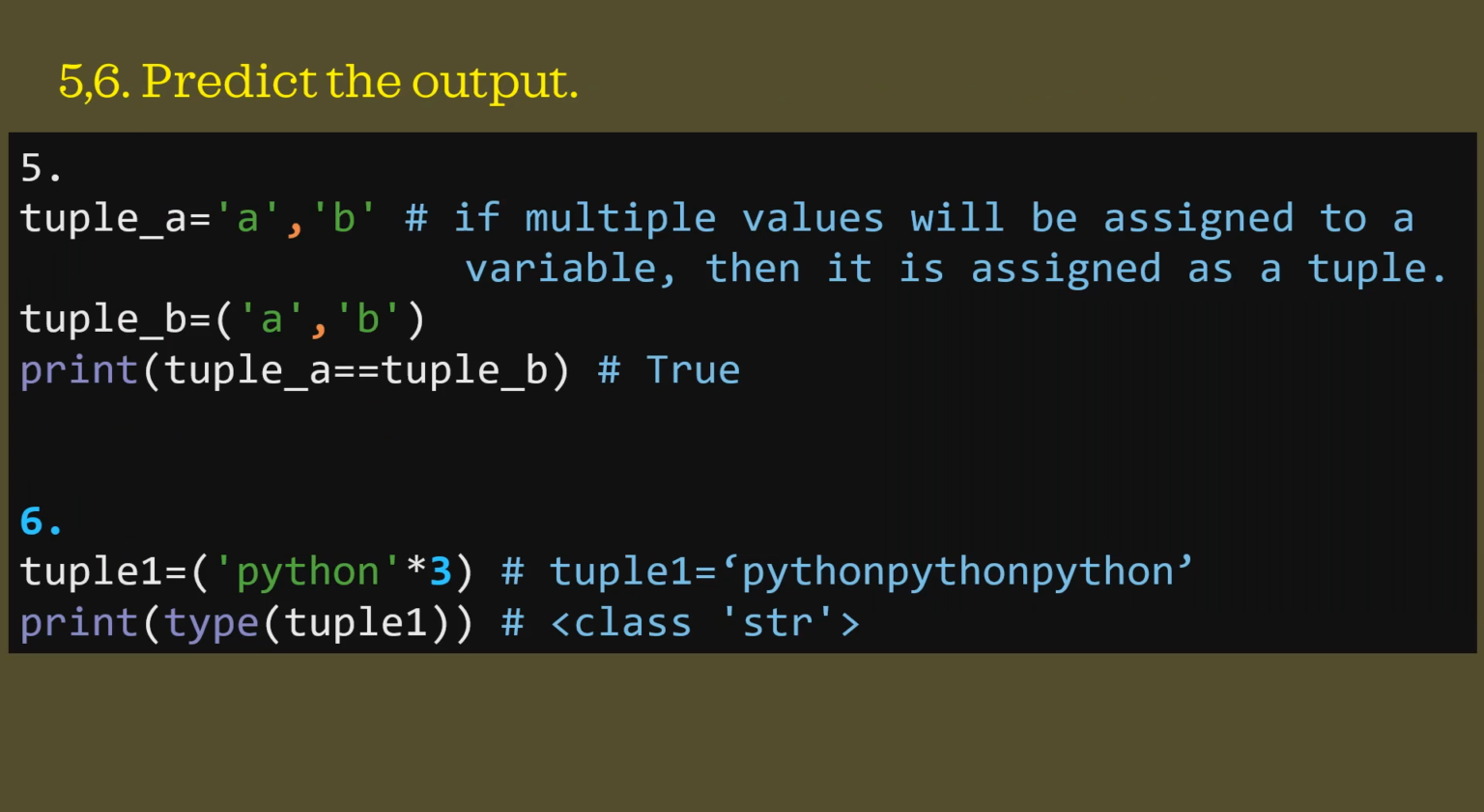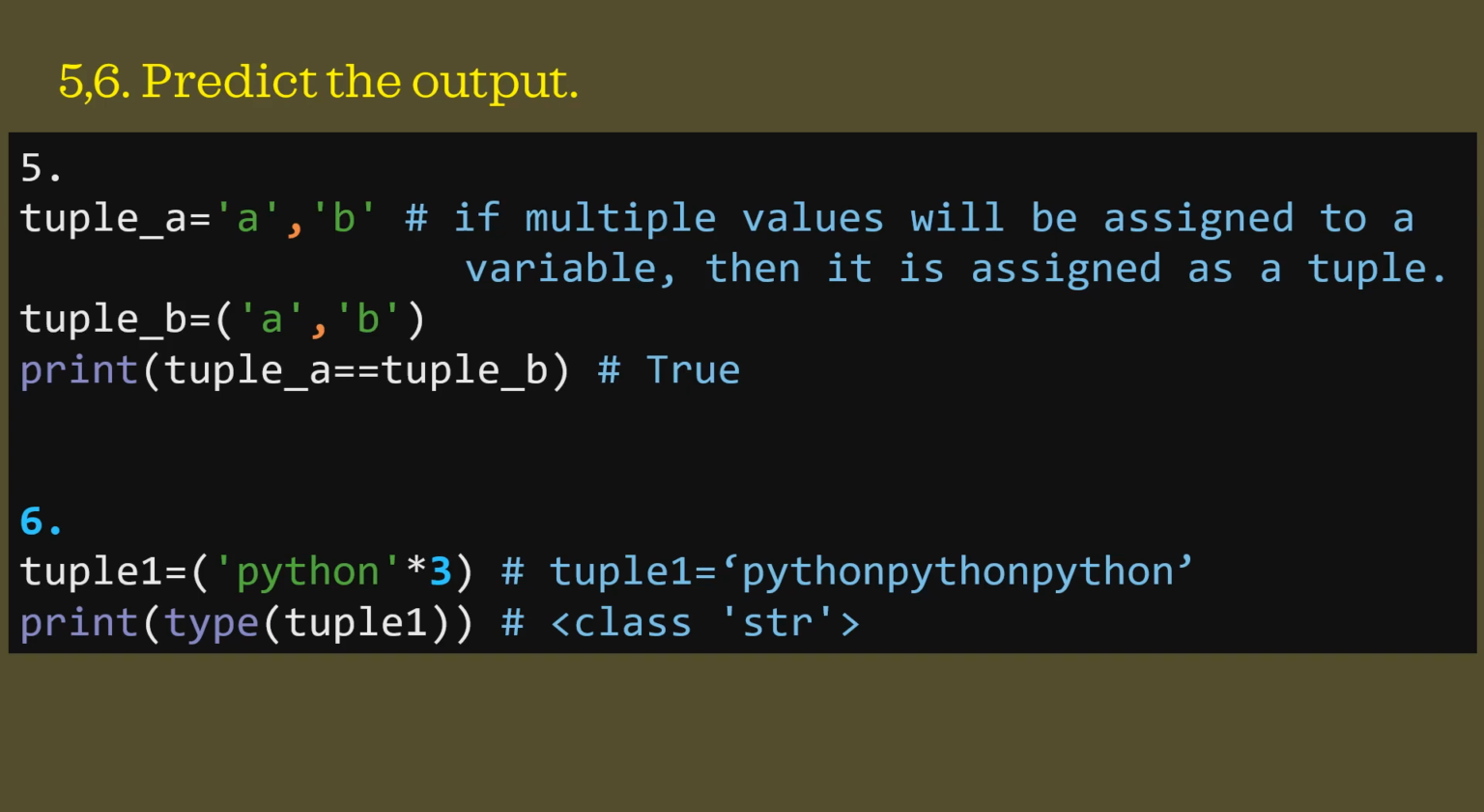Now predict the output of this code. Question number 5 is like this. tuple_A is a variable, or one identifier, that is assigned two values, A comma B, in the form of strings. If you are assigning multiple values to one variable, then the values will be considered as a tuple. That means the variable is considered a tuple. So tuple_A is a tuple type of data.